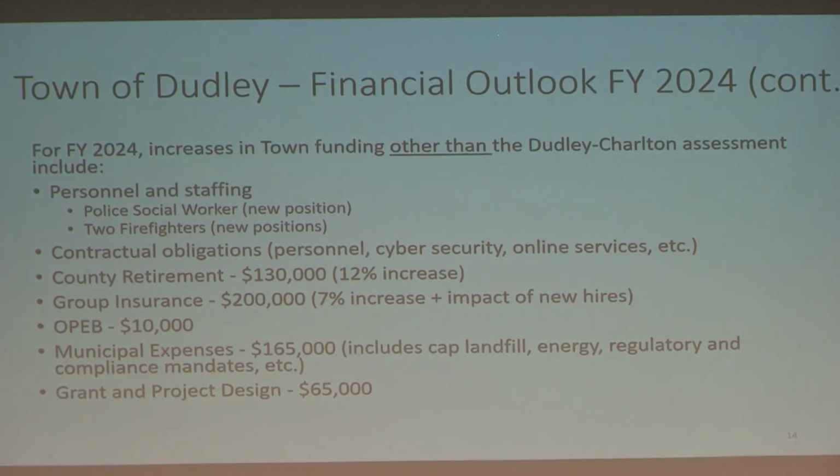County retirement went up in FY24 by the amount on the screen, $130,000, which is about a 12% increase. Group insurance likewise went up $200,000, 7% increase, plus we've included the impact of additional insurance for new hires. OPEB up about $10,000. Municipal expenses, $165,000 increase. That includes cap, landfill, energy, regulatory and compliance mandates, and the like, as well as grant and project design of $65,000.